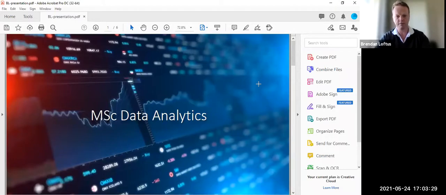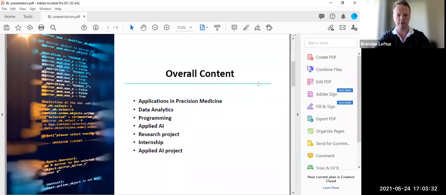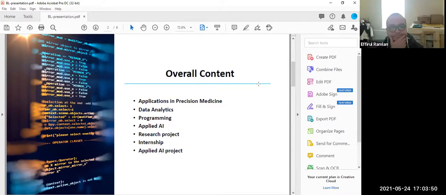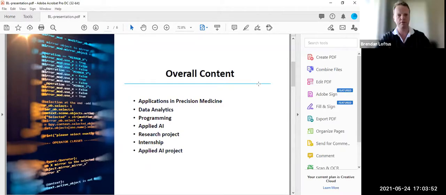So, Stephen's controlling the buttons here. Just to state, this is the second year we're running the program. Our first year students are now going into their summer projects or their internship projects. But the genesis behind the program itself was really to bring some of the data analytics skills to life scientists. In this scenario in particular, to the area of precision medicine, but also to deliver general skill sets in data analytics. And this is outlined here.